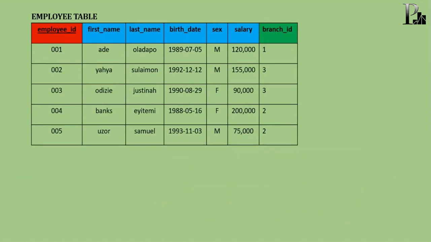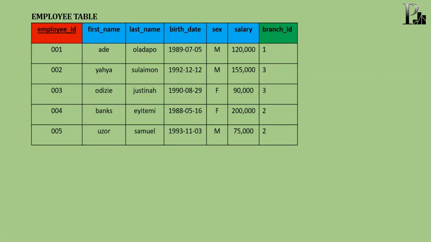Let's consider another table. Now if you look at this table very well, it is similar to our previous table, but we made one addition. And that one is the branch ID. So now our branch ID is this, and our primary key is this. Our other columns are first name, last name, birth date, sex, salary, and then our new column, which is the branch ID. Now you have another thing that we call a foreign key.